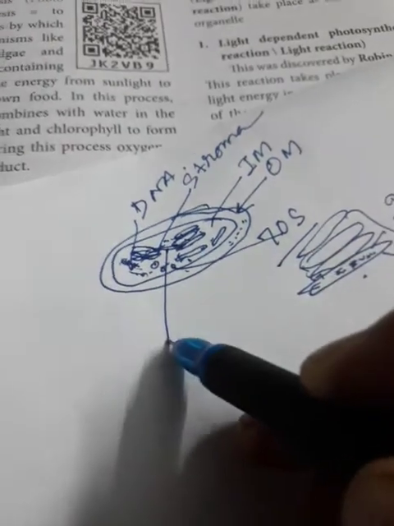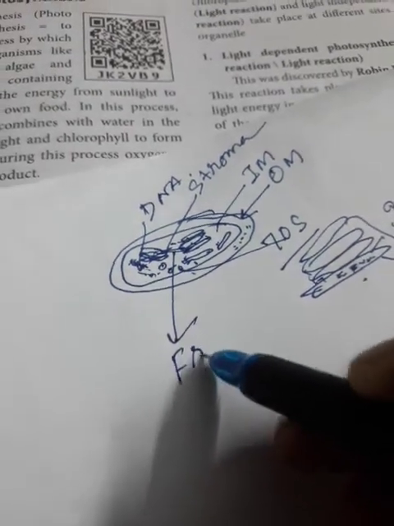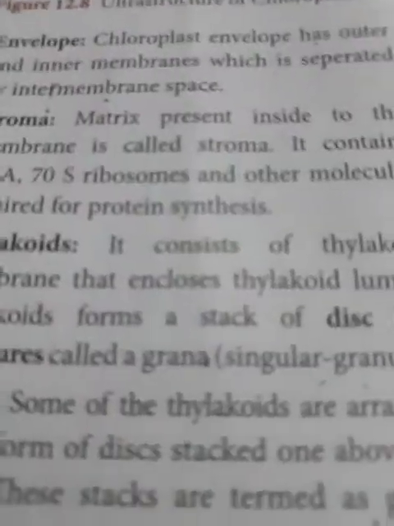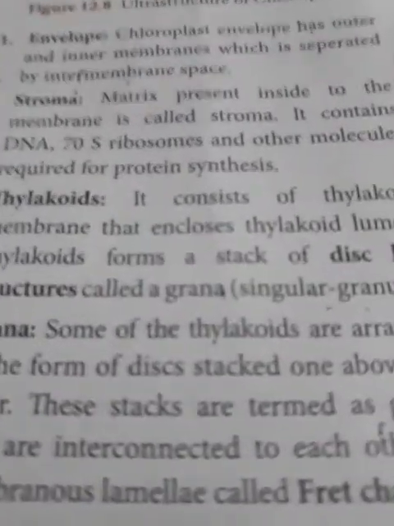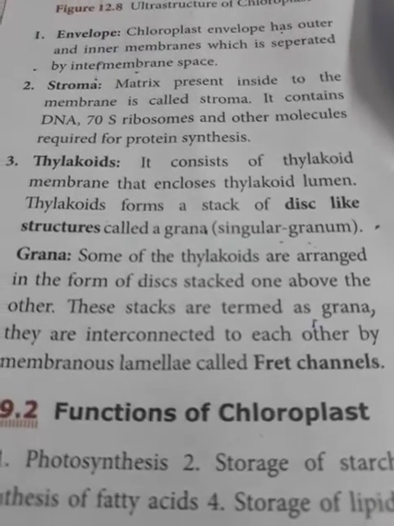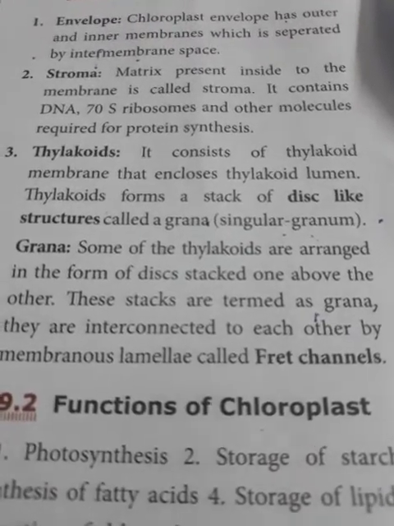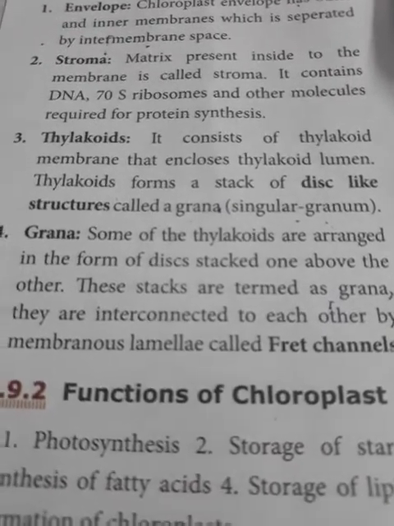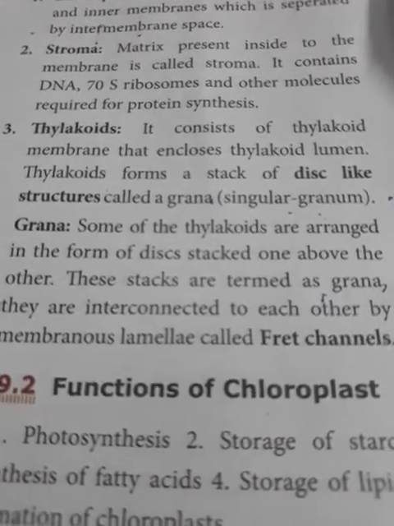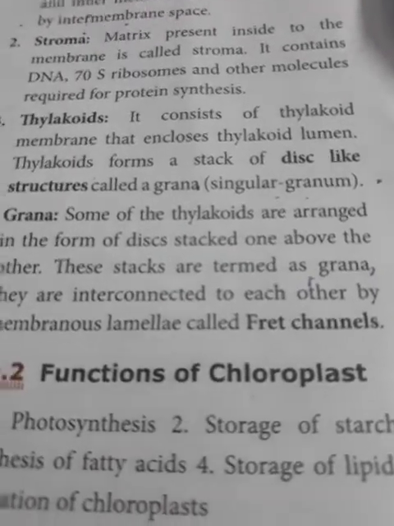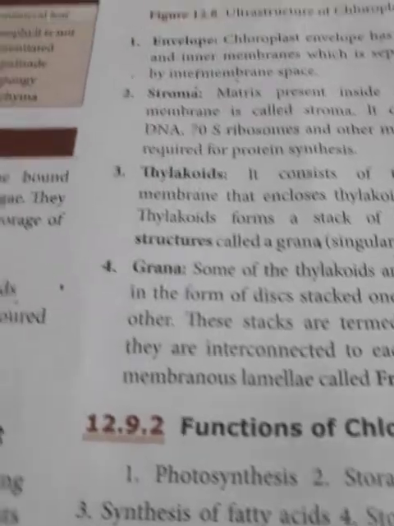This connection is called the Fret membrane. F-R-E-T. Fret membrane, not Fret thylakoid, Fret channels. So, some of the thylakoids are arranged in the form of discs stacked one above the other. These stacks are termed as grana. They are interconnected to each other by membranous lamellae. Lamellae means membranous structure, tube-like structures. They are called the Fret channels. So that is the structure of chloroplasts.